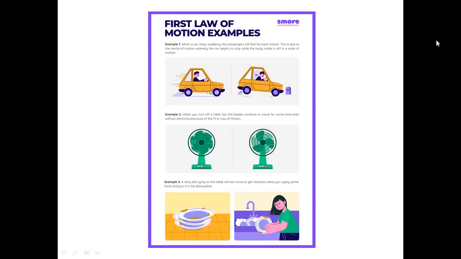The third example, which is very familiar, is a lady washing her dishes. The dirty dishes remain as they are unless and until that woman picks them up and applies some force on them. So it is related to Newton's first law of motion, right?